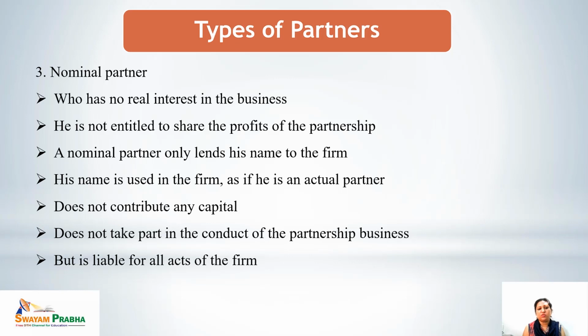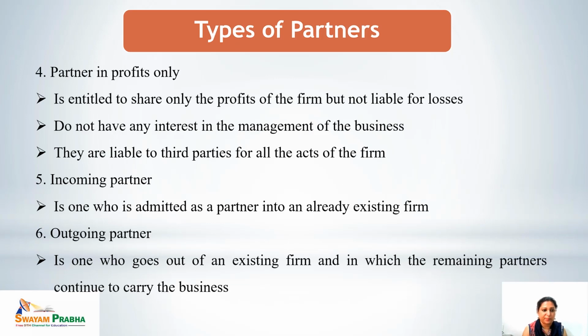The only interest of the nominal partner is that he lends his name to the firm for use in the partnership business. His name is used in the firm as if he is an actual partner, but in actuality he has no interest, he does not contribute capital, he does not get profits, and he does not take part in the actual conduct of the partnership business. But he would remain liable for all the acts of the firm. Any act done by any other active or dormant partner, he would be liable for that.